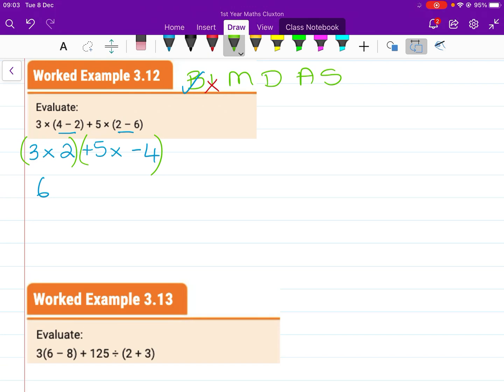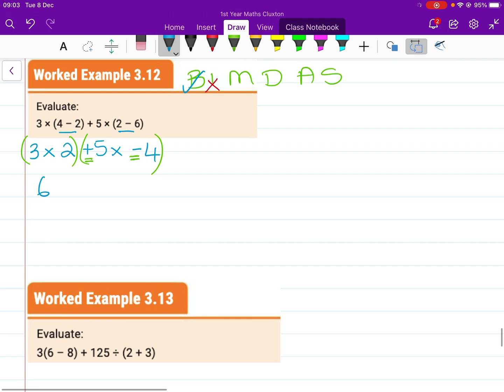Now here, you can see the plus on the 5 is there, and you can see the minus on the 4 is there, which means the signs are different. If signs are different, we get a minus. And 5 times 4 is 20. Okay, so now I have my multiplication done. Do I have any division? No, I don't. Do I have any addition? No, I don't. Do I have subtraction? Yes, I do. 6 minus 20.